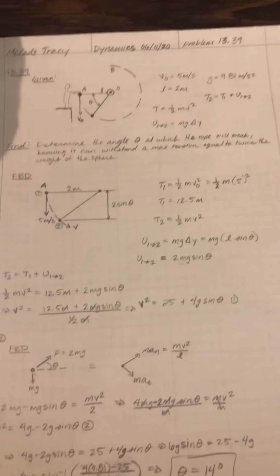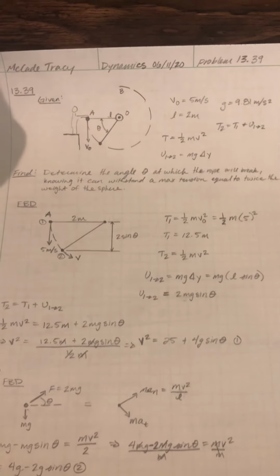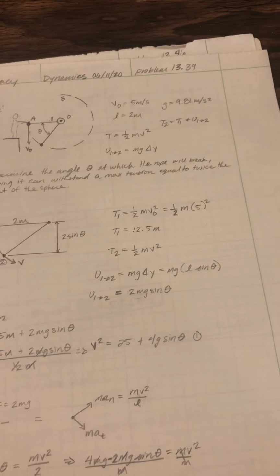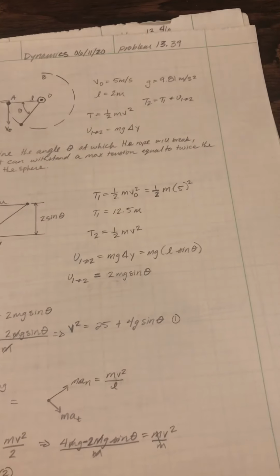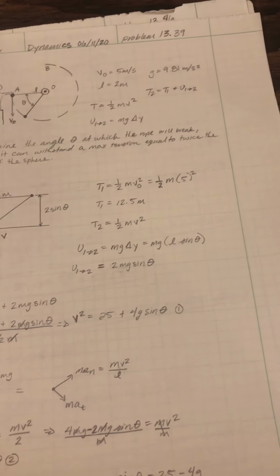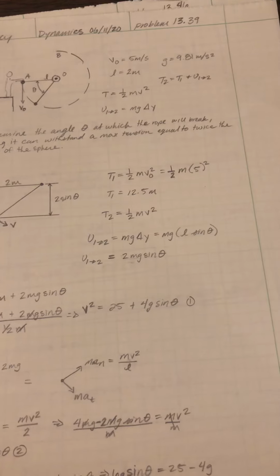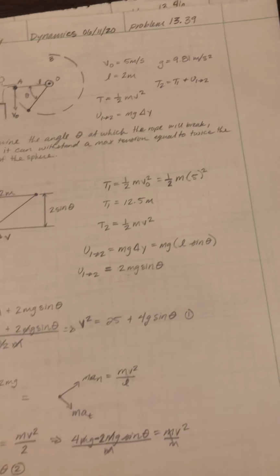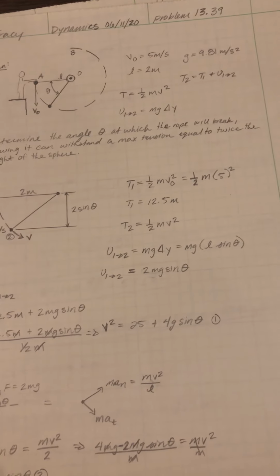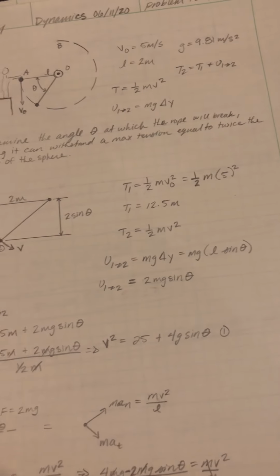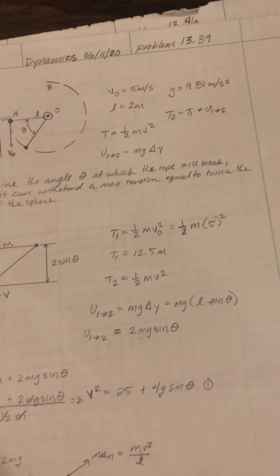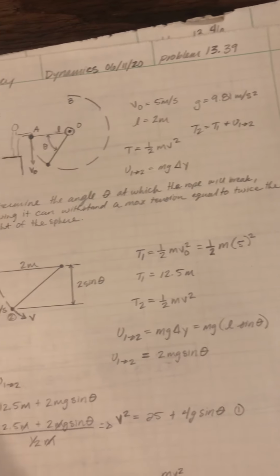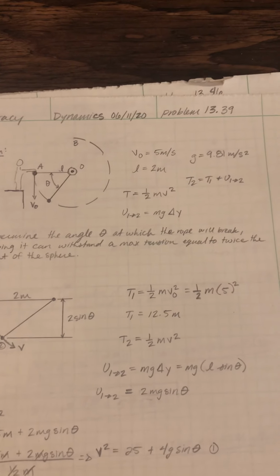Moving on, someone drops a ball, and it goes in a counterclockwise motion. And we're given the downward velocity, and the length from point A to the origin.